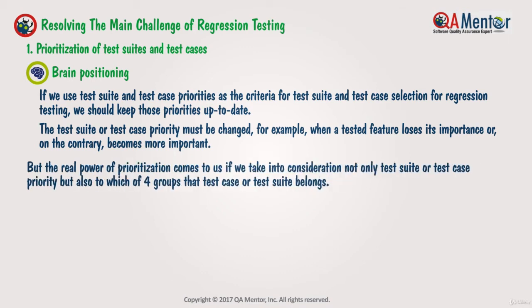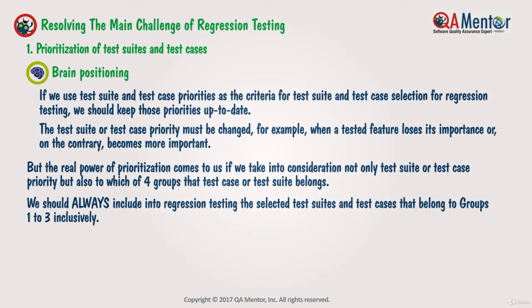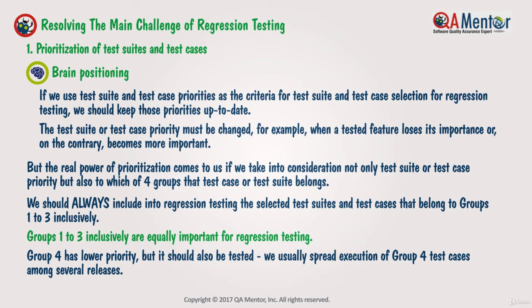But the real power of prioritization comes to us if we take into consideration not only test suite or test case priority, but also to which of the 4 groups that test case or test suite belongs. We should always include into regression testing the selected test suites and test cases that belong to groups 1 to 3 inclusively. Groups 1 to 3 inclusively are equally important for regression testing. Group 4 has lower priority, but it should also be tested. We usually spread execution of group 4 test cases among several releases.